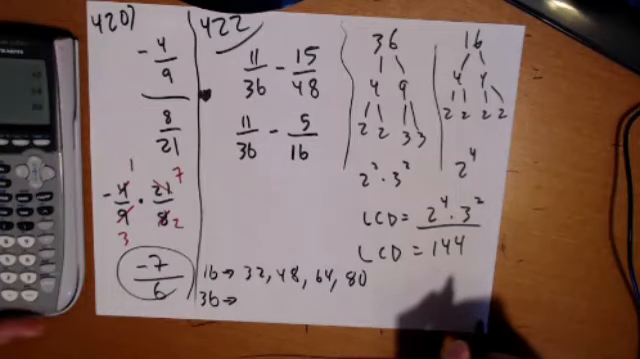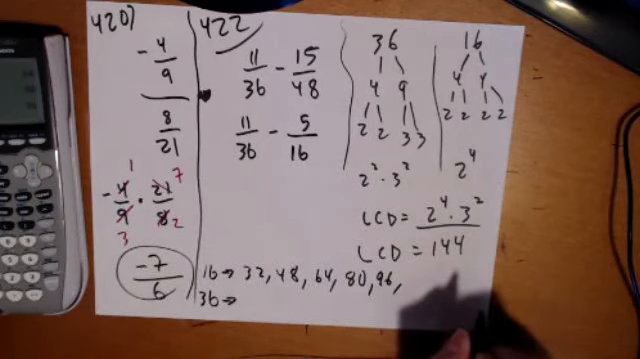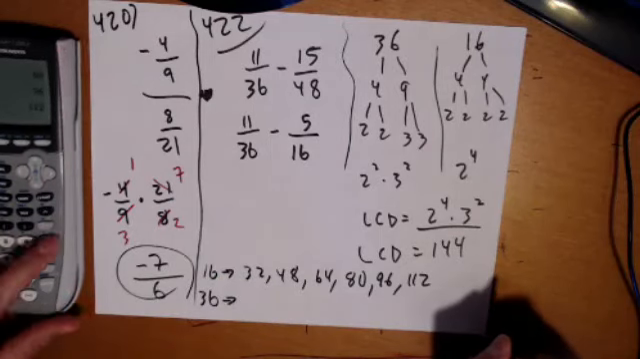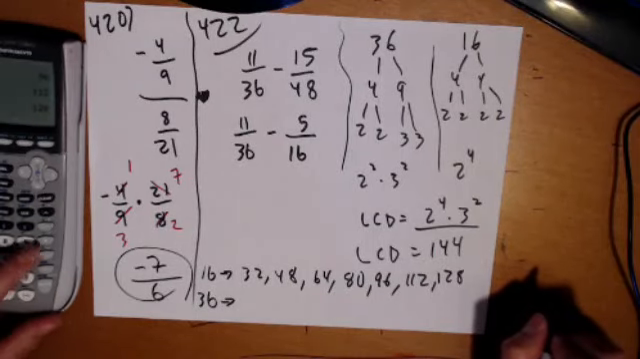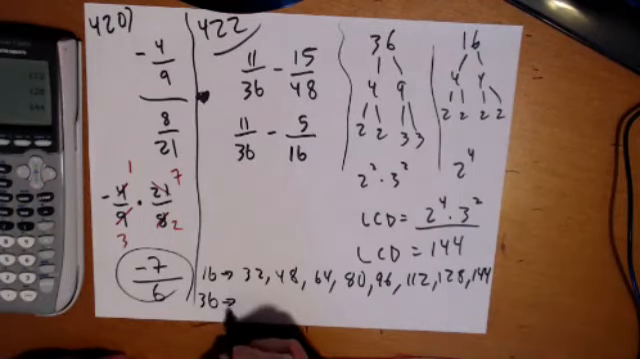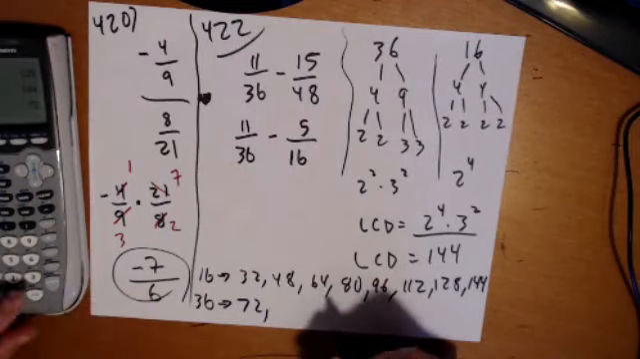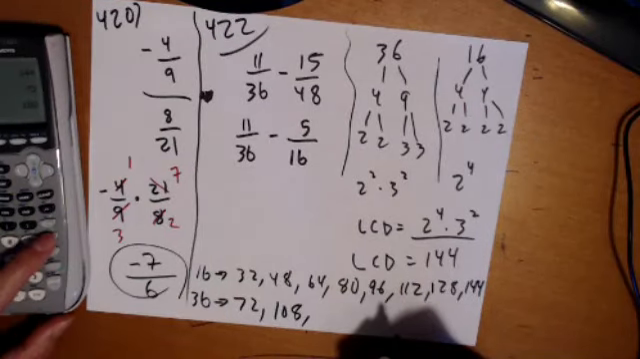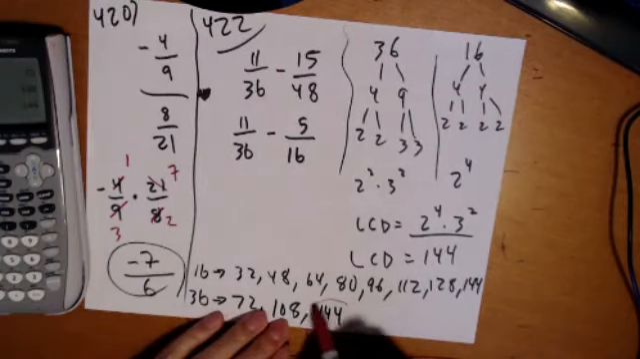You're probably just going to fast forward through this. 16 times 6, like I want to do, 96. 16 times 7. See how inefficient this is? 112. 16 times 8, 128. 16 times 9 is 144. And I keep going. Okay, 36. 36 times 2, 72. 36 times 3, 108. 36 times 4, 144. Oh, we got something to finally match.